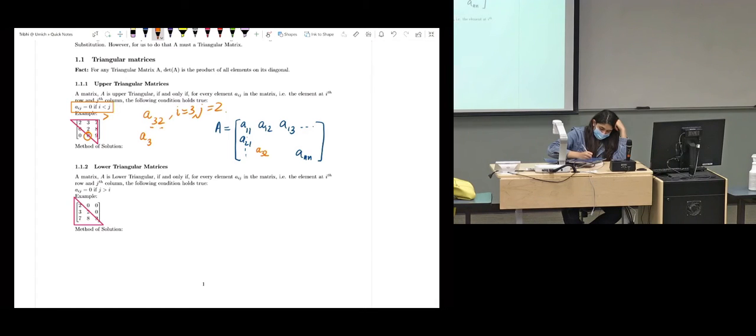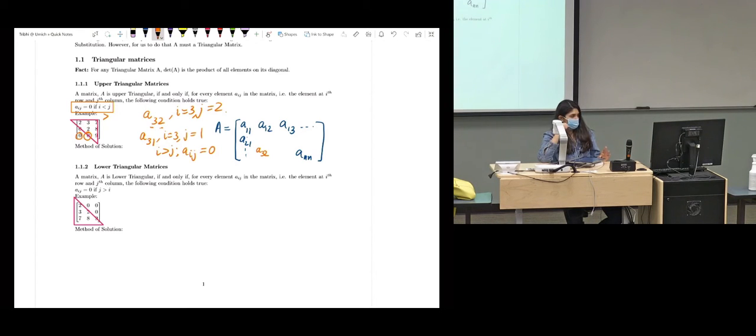Similarly for A31, which is third row, first column, i is 3, j is 1, i is indeed greater than j, and I note that Aij is 0. And that will be true for all of our terms below the diagonal for an upper triangular matrix. I want you to observe a similar thing in the lower triangular matrix.